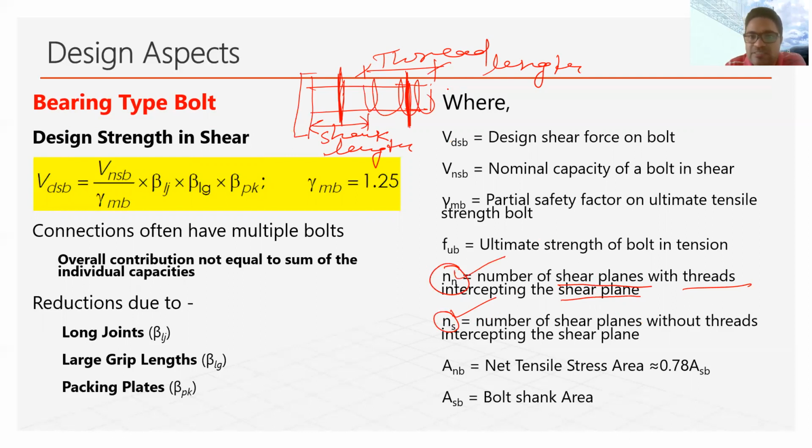In most cases, if it is not mentioned in the numerical, generally we consider NN, which lies in the threads. When we solve numericals, we will better understand how we take the value of NN and NS from a particular problem.